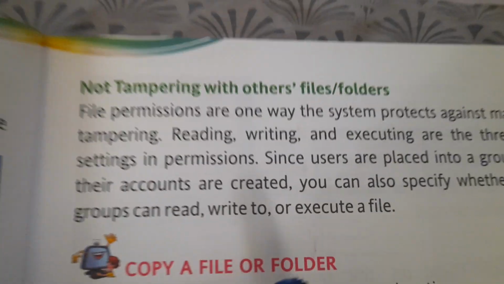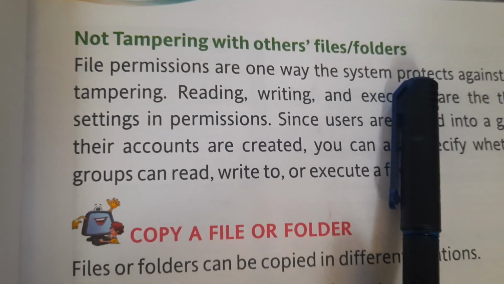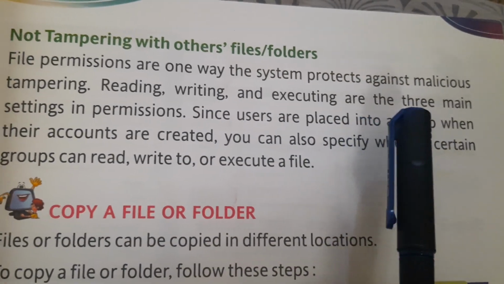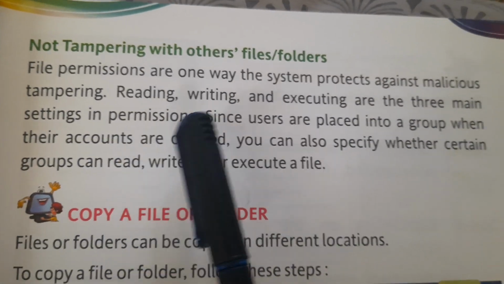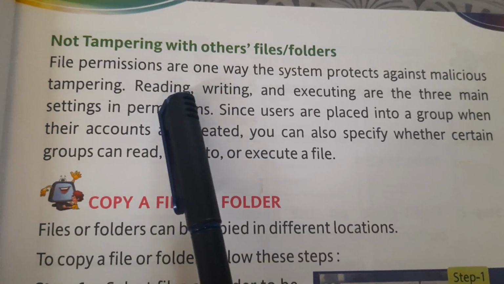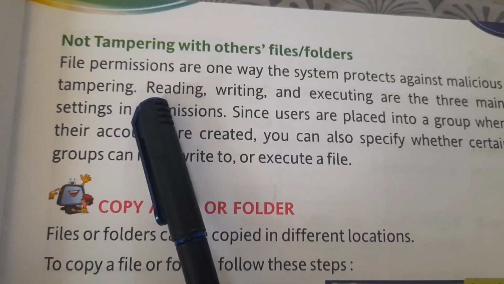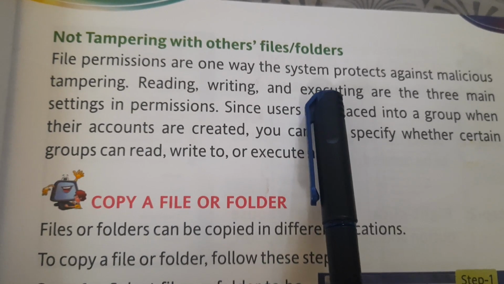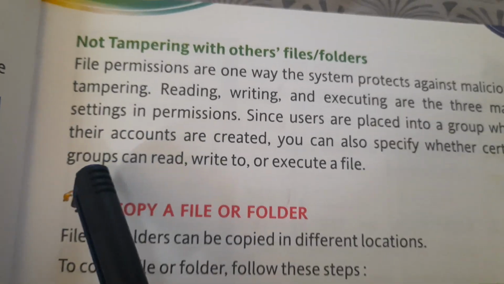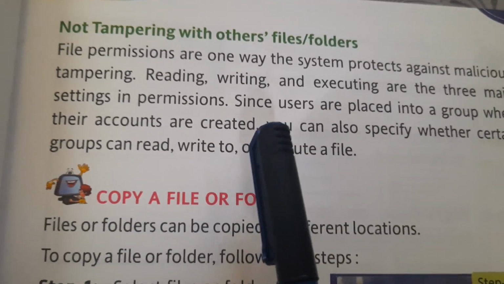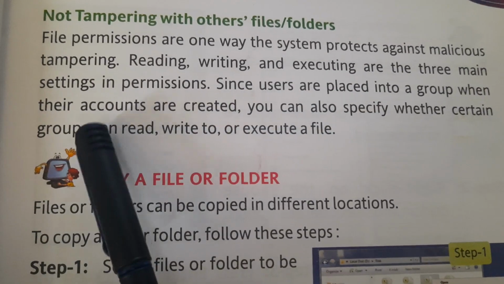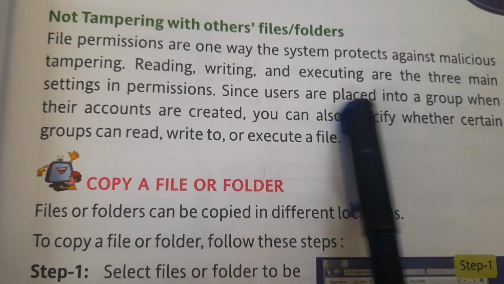Fine. Now, not tampering with others' files or folders. File permissions are one way the system protects against malicious tampering. Reading, writing and executing are the three main settings in permissions. Means this is one way that, when we use file permissions, we can protect our system against malicious tampering. Means wrong actions or damage, we can control it. Okay, we can protect our system against it. Reading, writing and executing are the three main settings in permissions.